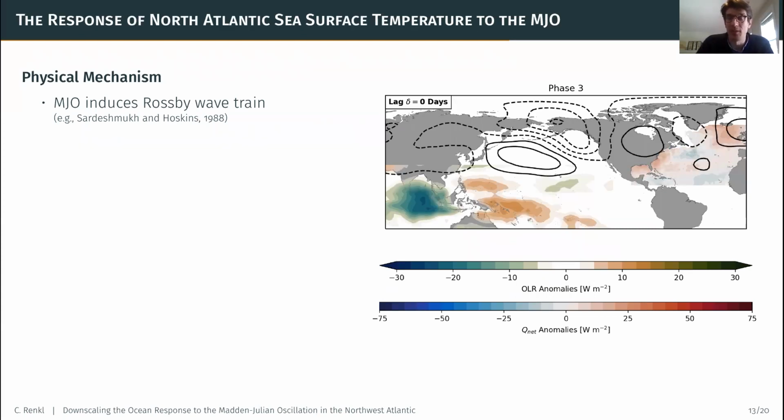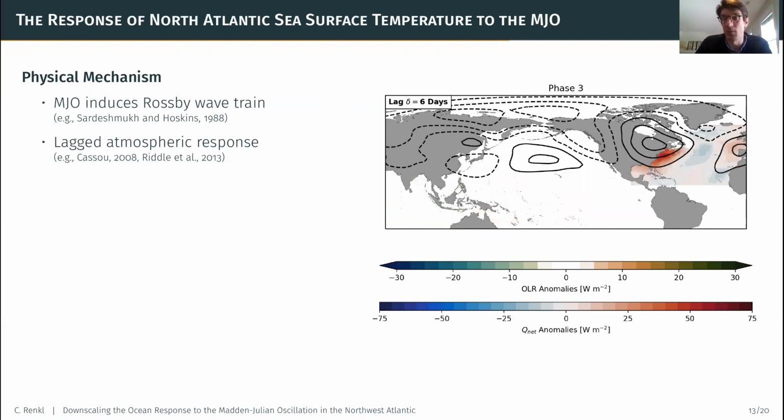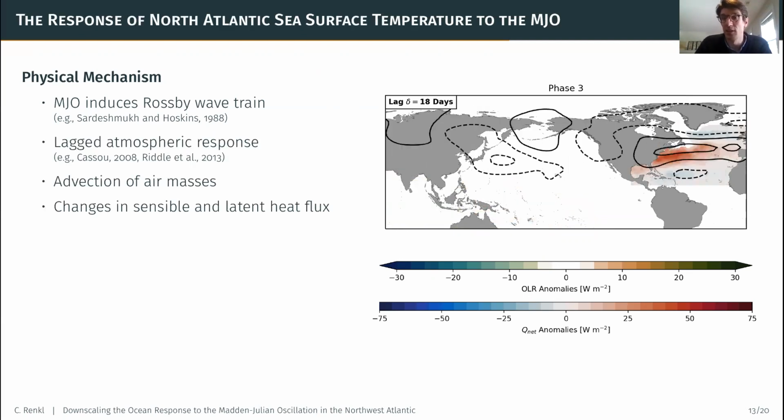This figure shows the Rossby wave train during the time when the MJO is in phase 3, and then I'm flipping through and increasing the time lag. What you'll see is that in the North Atlantic, I'm plotting the resulting net heat flux anomalies. And you can see that with increasing lag, we see a change in the heat fluxes there.